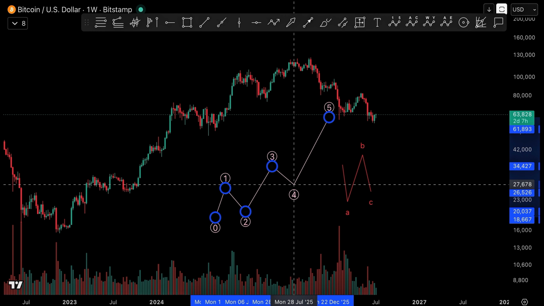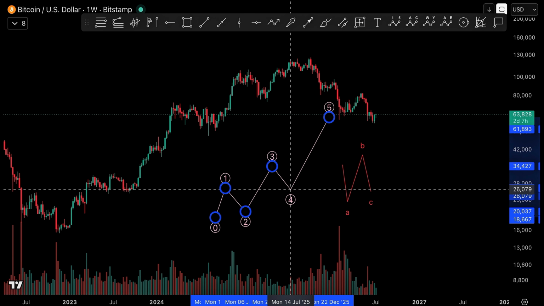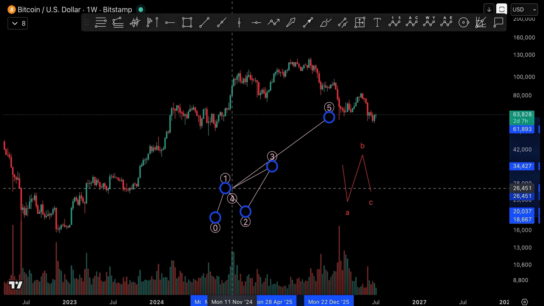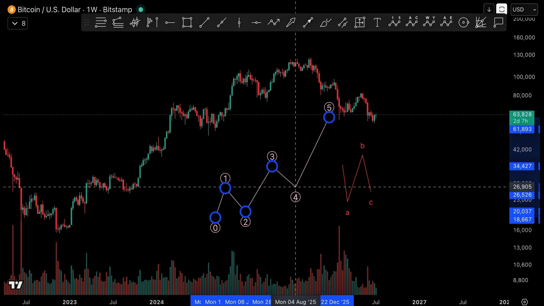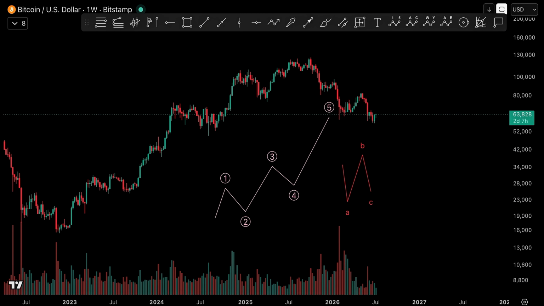So it should make a higher low, but the higher low should be above this first wave top. So these are the important rules of Elliott wave, impulsive wave structure. And there is also fib time. It's called Fibonacci time extension.